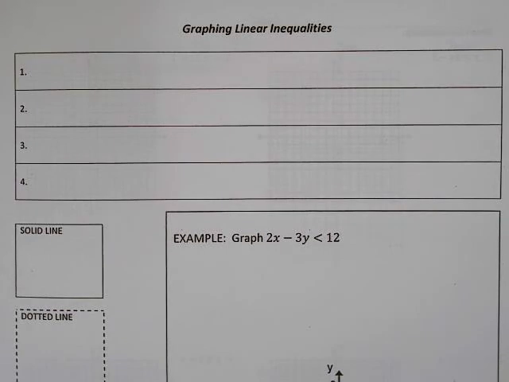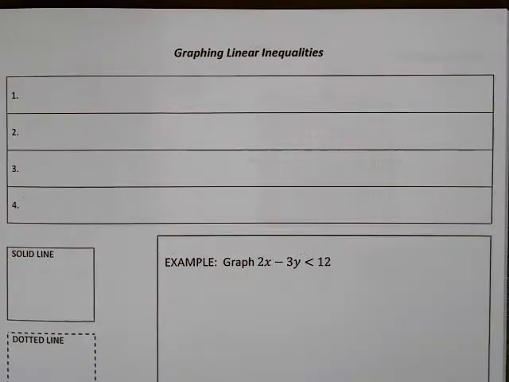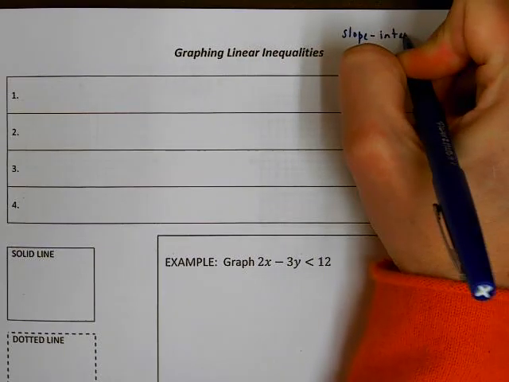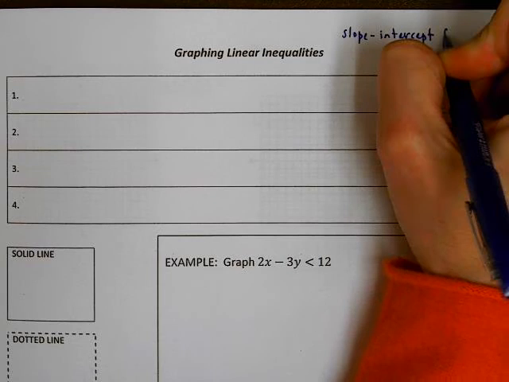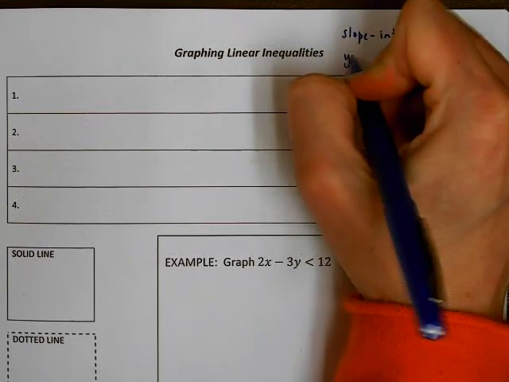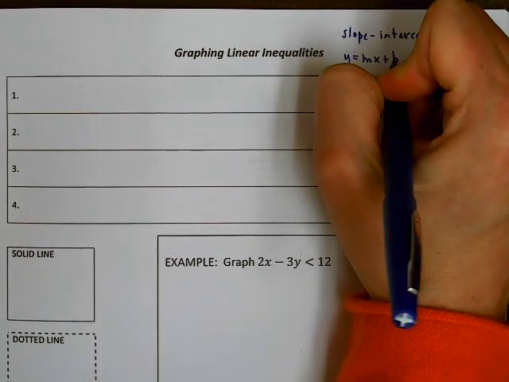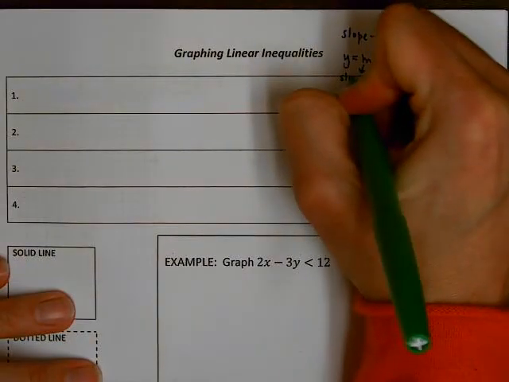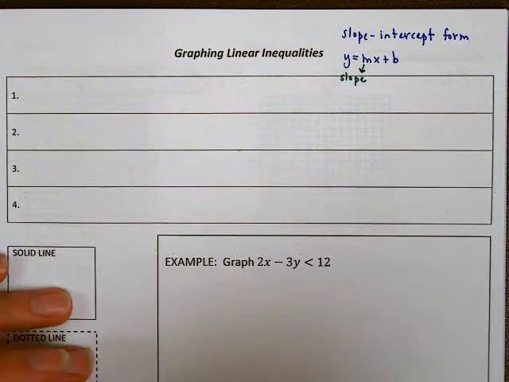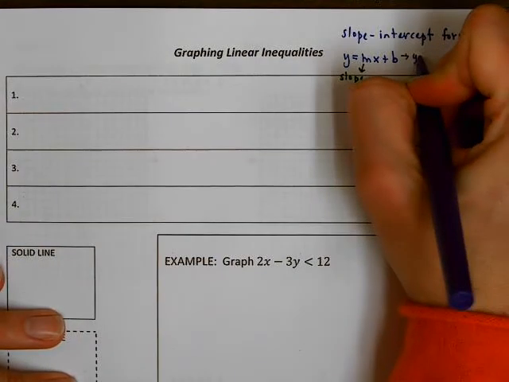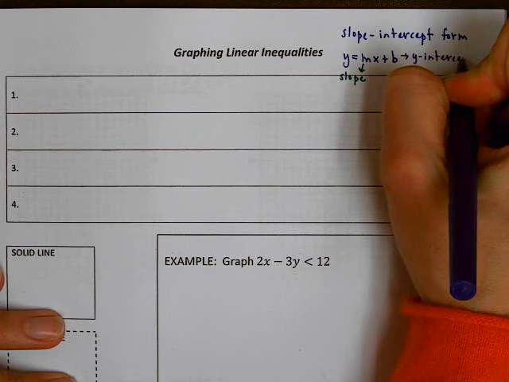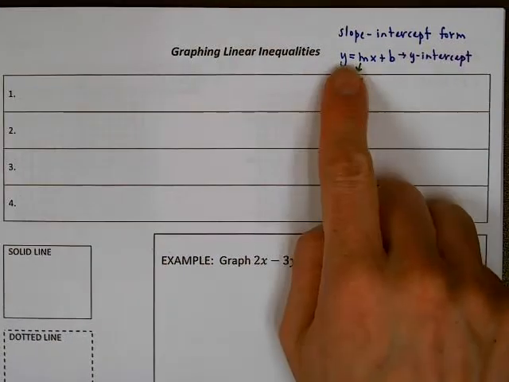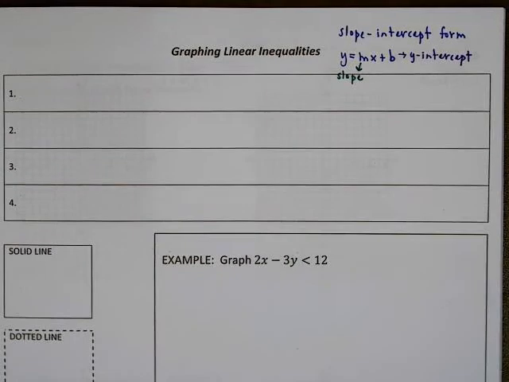Now, just like we graphed in Chapter 2, we always worked with slope-intercept form. And hopefully we all remember slope-intercept form was y equals mx plus b, where m is the slope and our b is the y-intercept. So we're going to be using this same idea to graph. The only difference is instead of having an equal sign now, we're going to have some kind of inequality symbol.